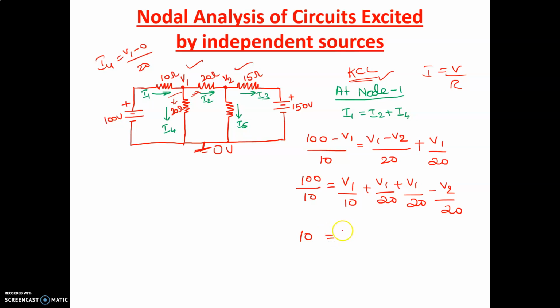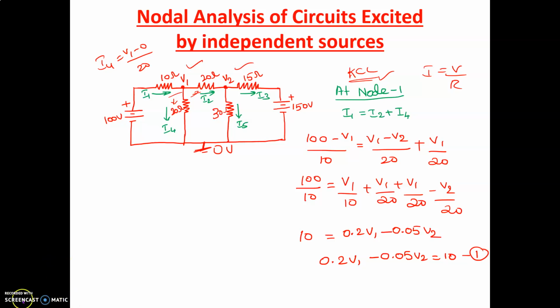Simplifying this, we will get 0.2 V1 minus 0.05 V2, which is equal to 10. That is our first equation.